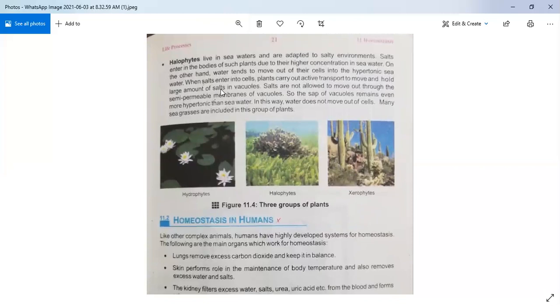Okay, but there is another example, halophytes. Halophytes live in sea waters and are adapted to a salty environment. Definitely, we all know that the sea has salty water. So salts enter the bodies of such plants due to their higher concentration in sea water. Definitely salt will enter the plants which grow in the sea.